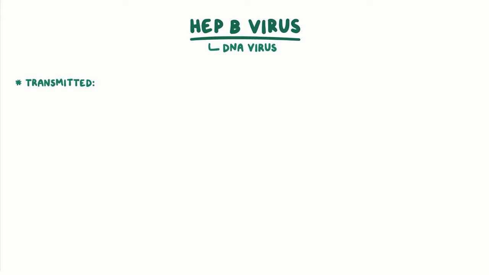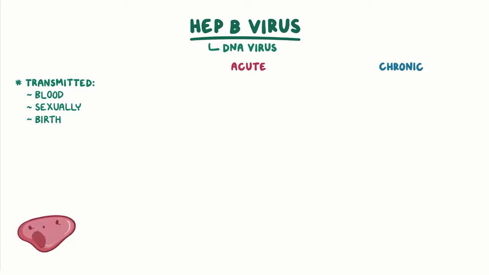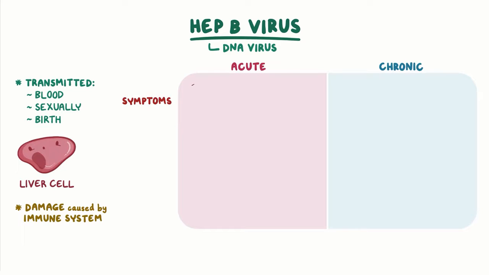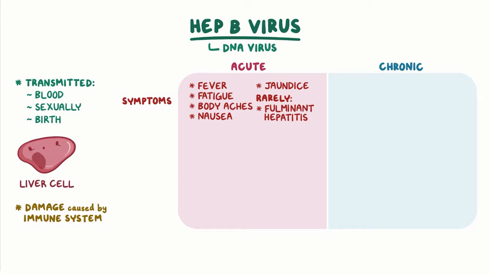Alright, as a quick recap. Hepatitis B virus is a DNA virus, transmitted by the blood, sexually, or during birth that causes acute or chronic hepatitis by infecting liver cells, while the damage is caused by the immune system. Initial symptoms of acute hepatitis include fever, fatigue, body aches, and nausea, after which the jaundice develops. Rarely, severe fulminant hepatitis can develop.